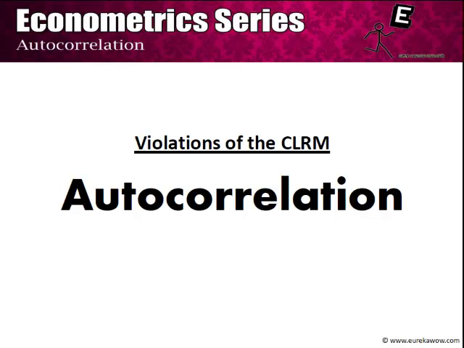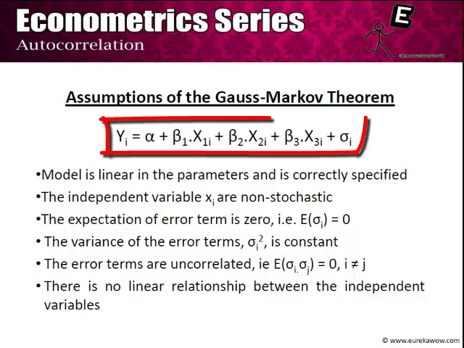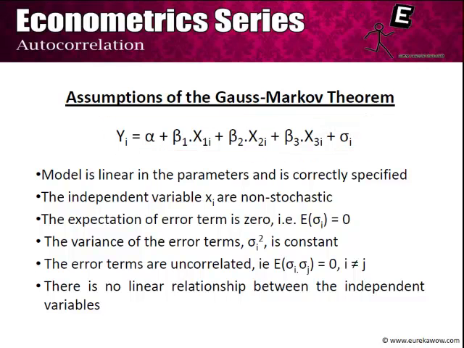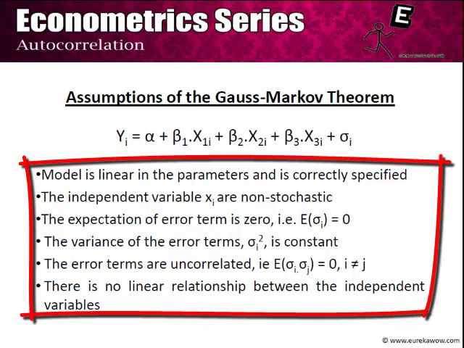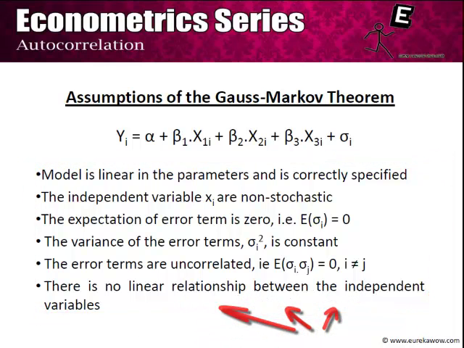So we continue our study of the violation of the classical linear regression model, and the violation that we now deal with is called autocorrelation. Recall from our previous study of linear regression that given a population regression function that is linear in the parameters, the Gauss-Markov theorem says that given these 6 assumptions, the OLS, or ordinary least squares, estimators are BLUE, that is best, linear and unbiased estimators.